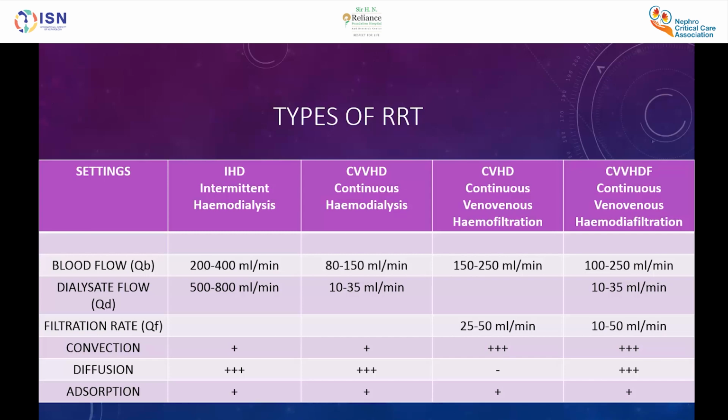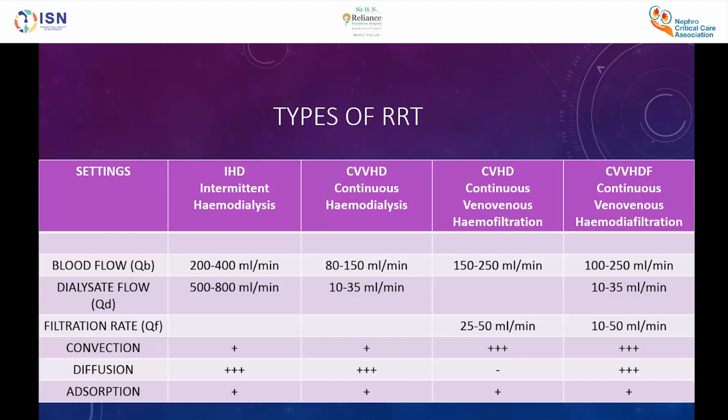Similarly, continuous hemodialysis is also through the diffusion method, but the blood flow and dialysate flow rates are lower. The blood flow is around 80 to 150 ml per minute, whereas the dialysate flow is around 10 to 35 ml per minute. Whereas in continuous veno-venous hemofiltration, the blood flow is around 150 to 250 ml per minute with a filtration rate of around 25 to 50 ml per minute, and the mode of filtration is through convection.